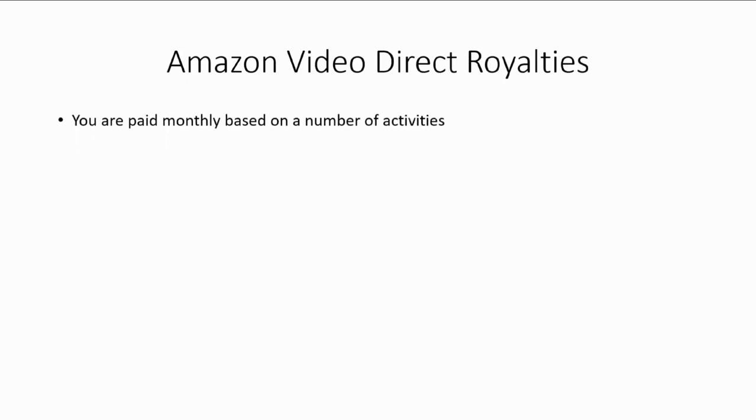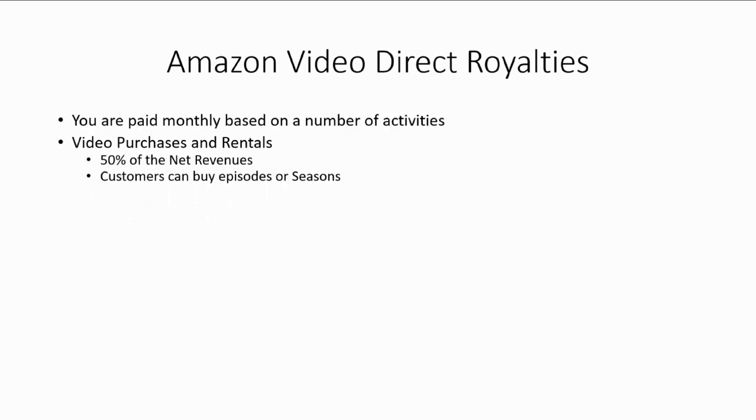You are going to be paid monthly based on a number of different activities altogether. First, you're going to be paid for video purchases and rentals. You'll be paid 50% of the net revenues of purchases and rentals. Customers can buy episodes or seasons, and any episodes that they purchase, if they decide to purchase a season later, will count toward their actual purchase. They'll get the entire season at a discount.